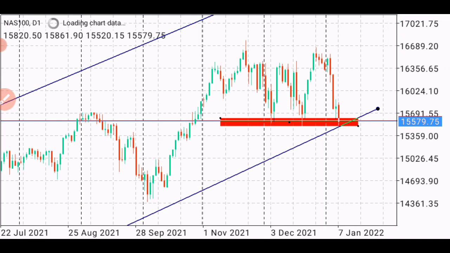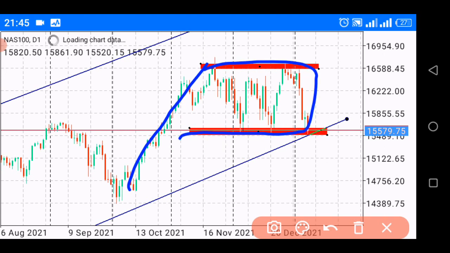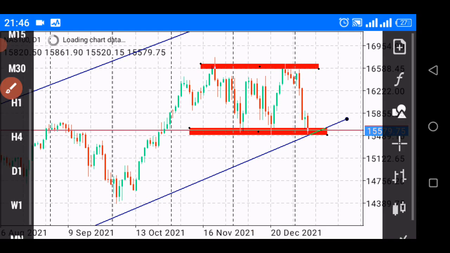And we have a 1, 2, 3 push, and we have 1, though we may classify this as 3, but we still have some space. We have 2, but we may classify it as 3. Now let's go deeper to look at what may probably happen in the lower time frame, like 4 hours.